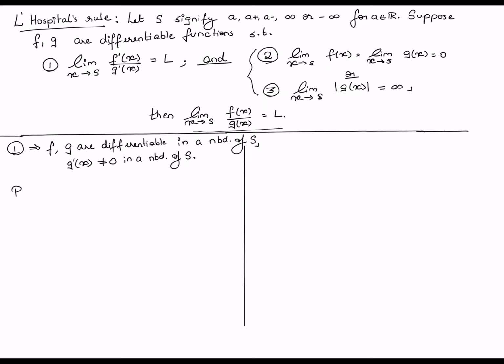Okay, so now let's start with the proof. Now the proof has a whole bunch of cases, if you look at the statement, with respect to all the different possibilities for S. So what we are going to do is restrict ourselves to the case where S is either A plus or minus infinity.